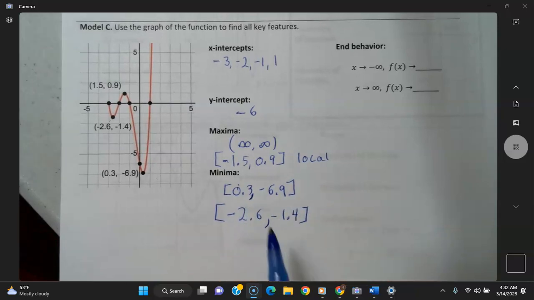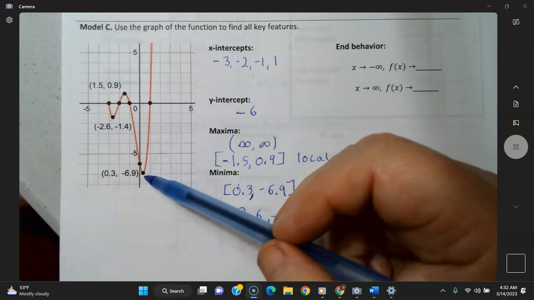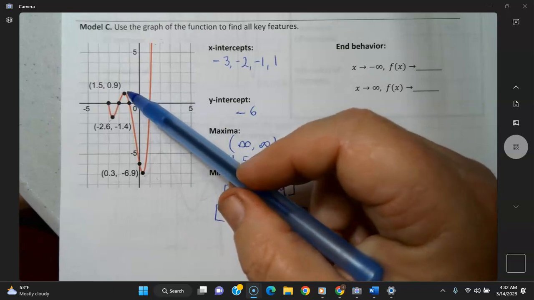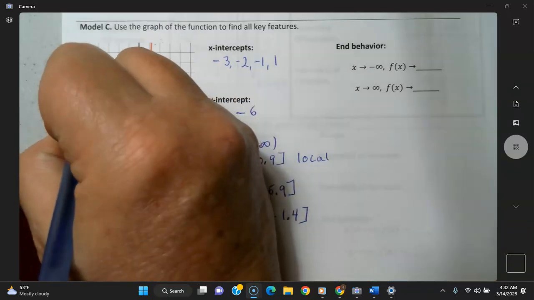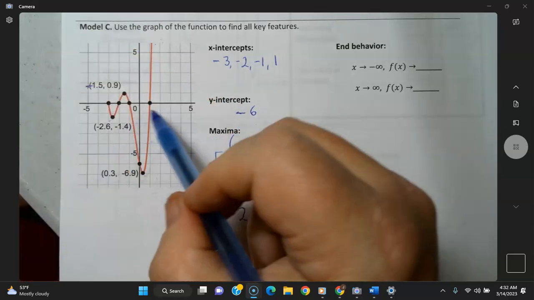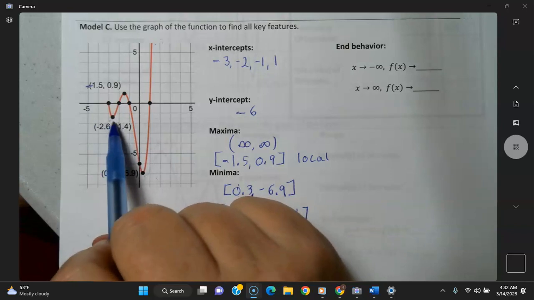Okay, so there you go. The absolute maximum is infinity. The absolute minimum is 3, -6.9. Then you've got a local maximum right there at 1.5 and 0.9, -1.5. That's a typo. And down here at -2.6, -1.4 is a local minimum.